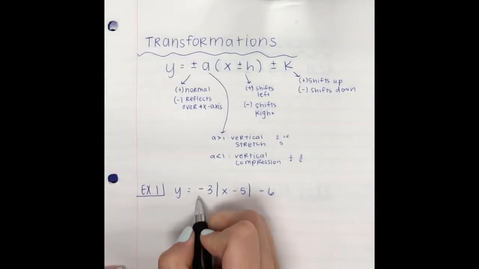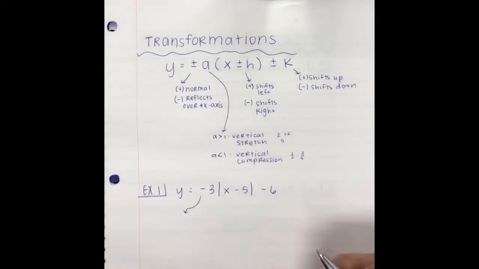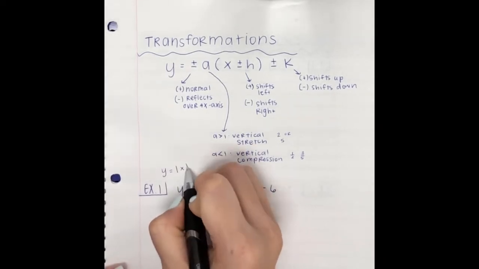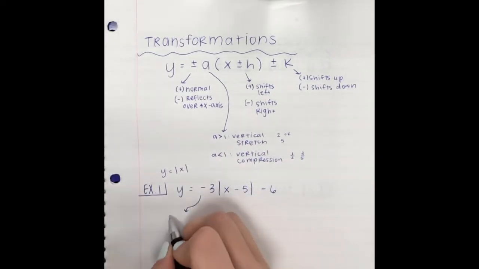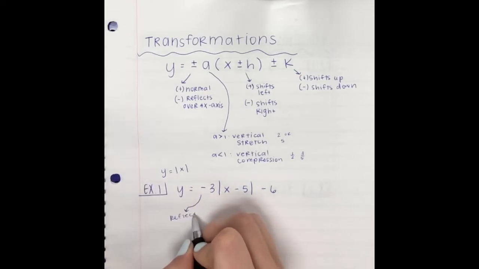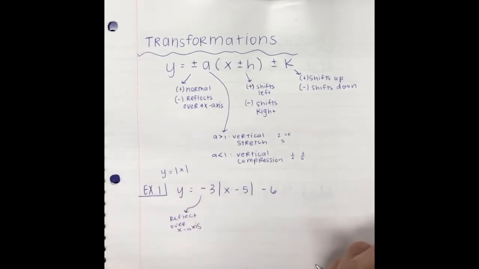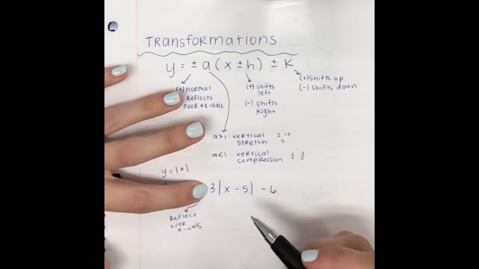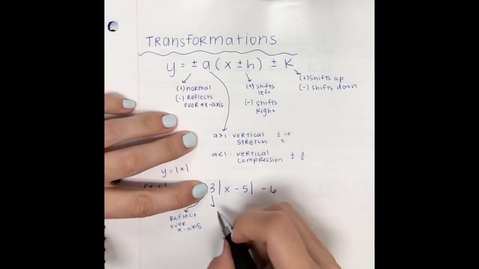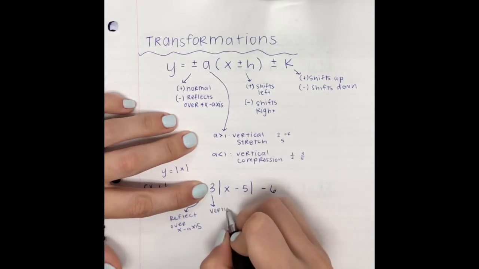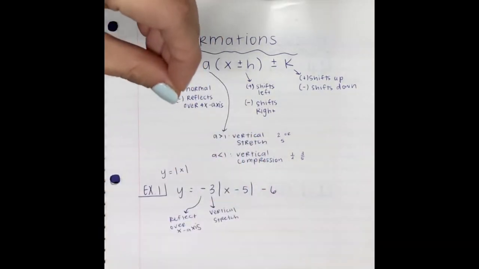So this negative is going to transform our parent function. This is our absolute value parent function. And then the negative that's here but not here, right? So that's going to cause it to reflect over the x-axis. Okay. Then just looking at the 3, I don't care about this negative. This 3 is greater than 1. So since 3 is greater than 1, it's going to be a vertical stretch. Okay, which means my graph is going to stretch taller vertically.